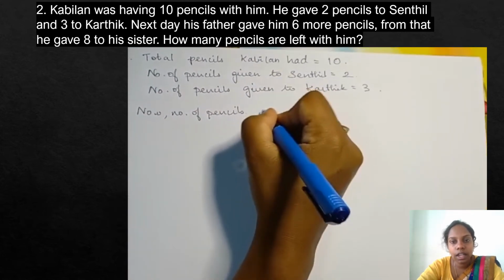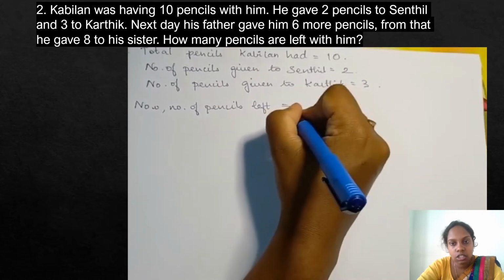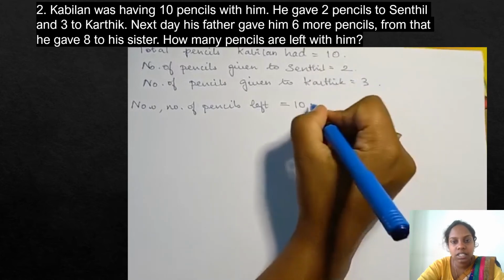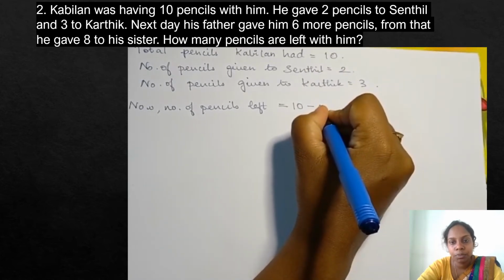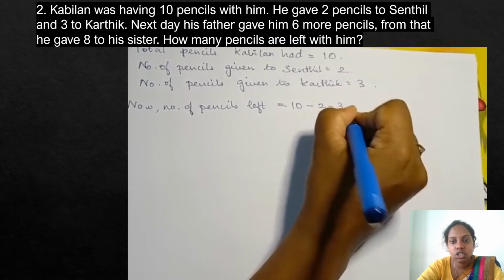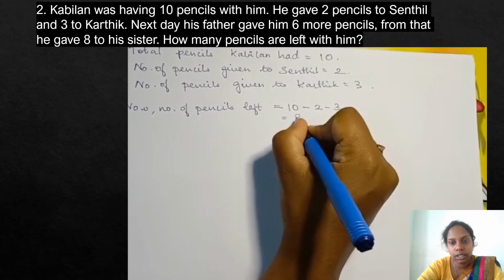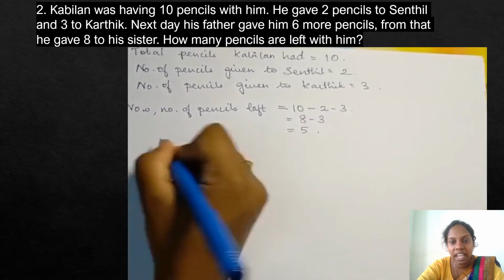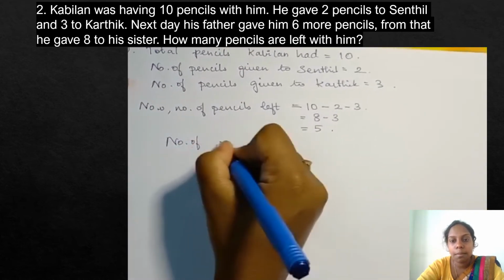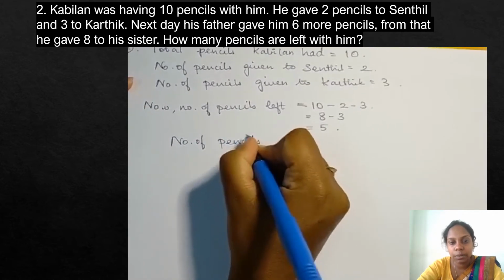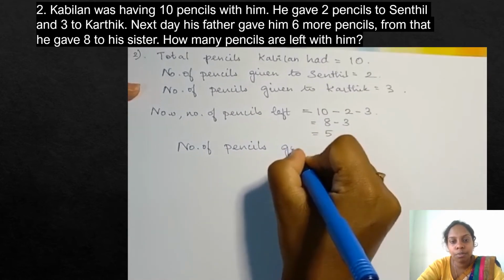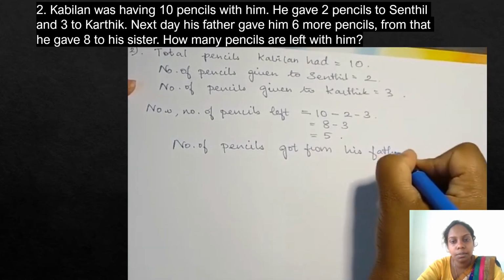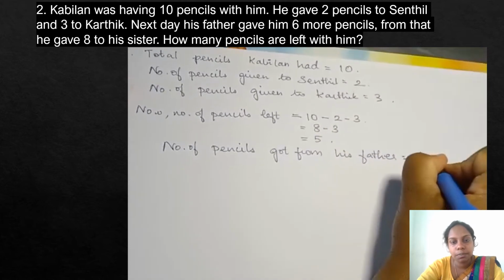So how will we find it? 10 minus 2 minus 3. That is, we have to subtract from the total number of pencils Kabilin already had. So we'll subtract 10 minus 2 minus 3. Now first subtract 10 minus 2, which will give you 8, and then 8 minus 3, which will give you 5. Now the number of pencils Kabilin will have in his hand will be 5 pencils.